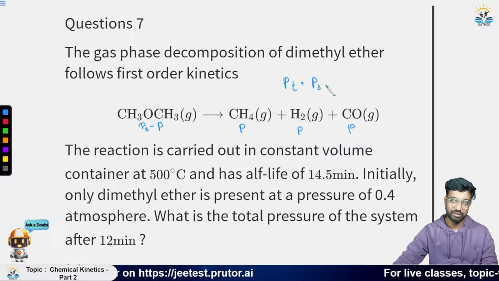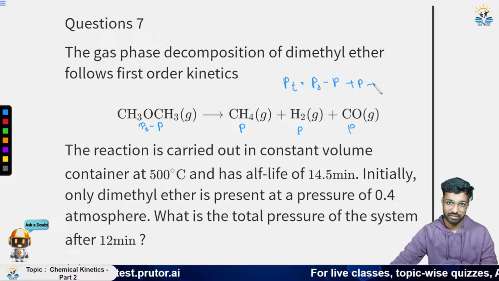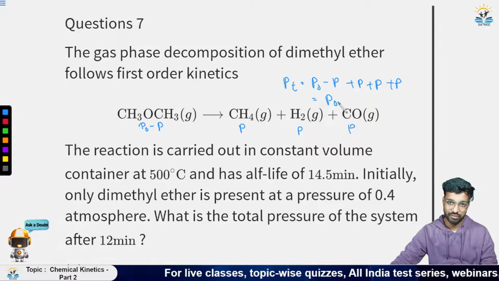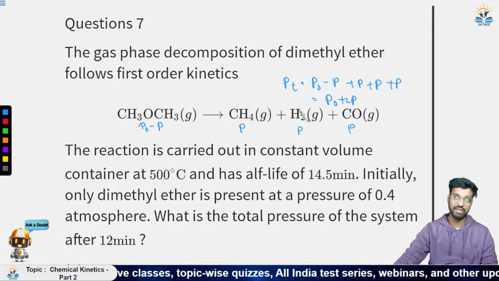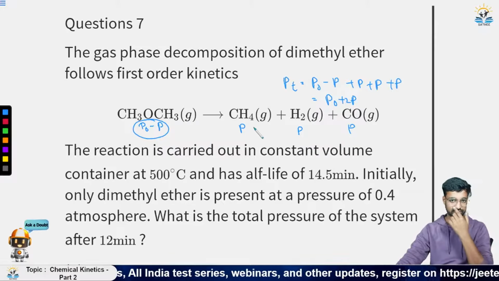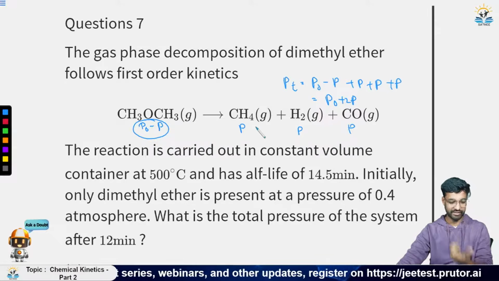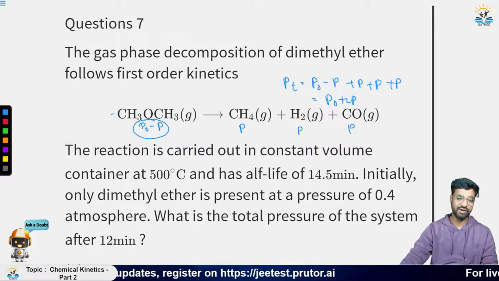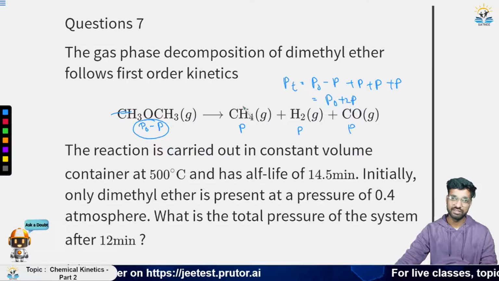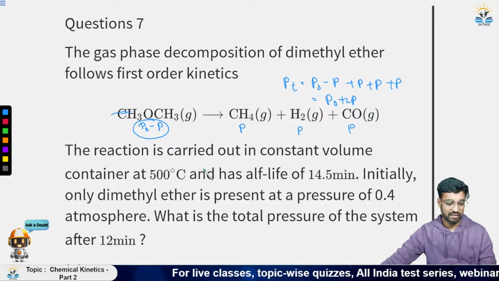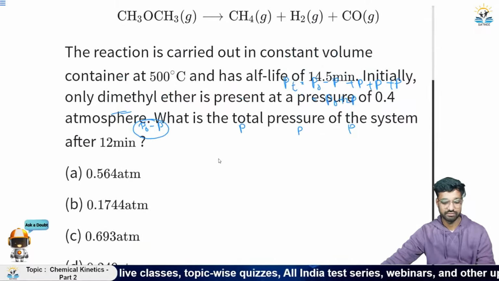It will be P naught minus P plus P plus P plus P. So P total will be P naught plus 2P. Then you will find this value of P naught minus P from here, and then you will use it in the integrated rate law to get your final solution. So the key point here is that you should not use the general formula. You should first define it using this chemical equation, and then you will get an answer. So let me show you the options.